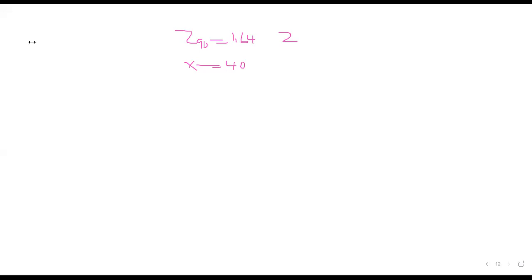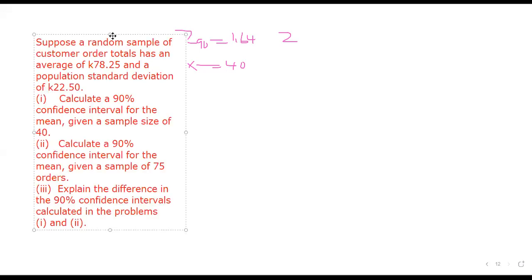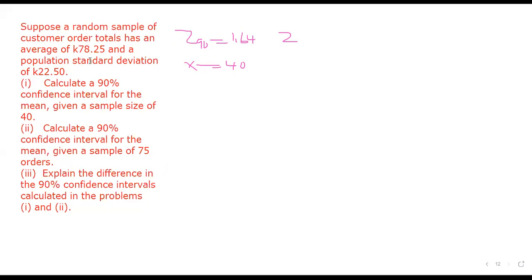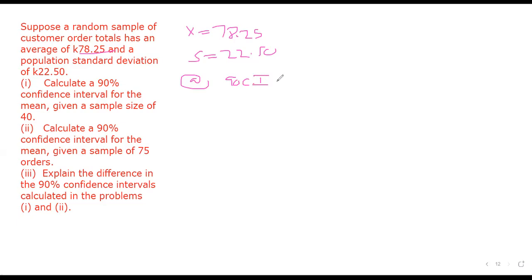The question is as follows. A random sample has an average of 78.25. The standard deviation is 22.50. Part A, find a 90% confidence interval, given our sample size N is 40.